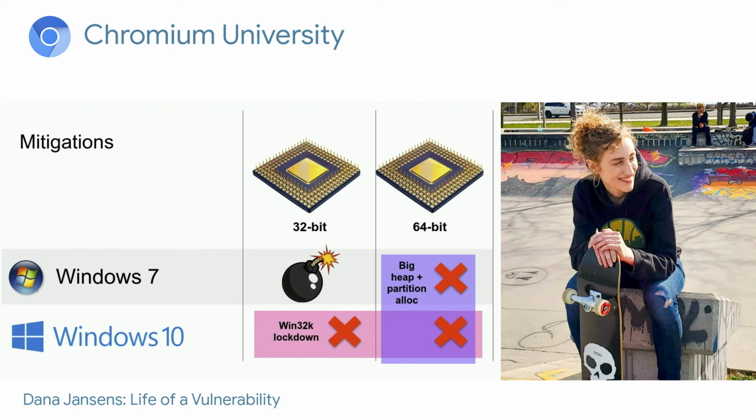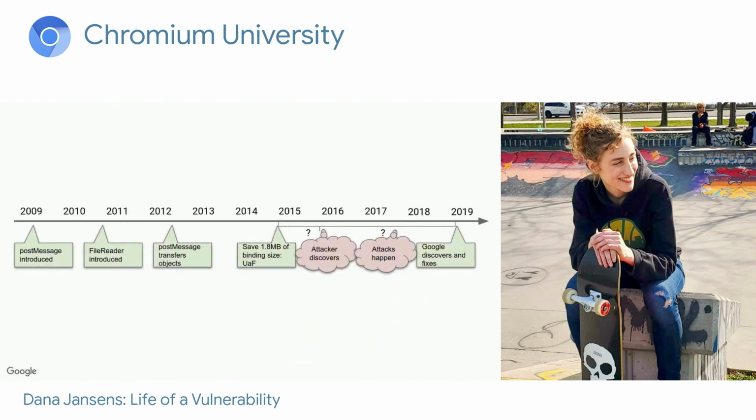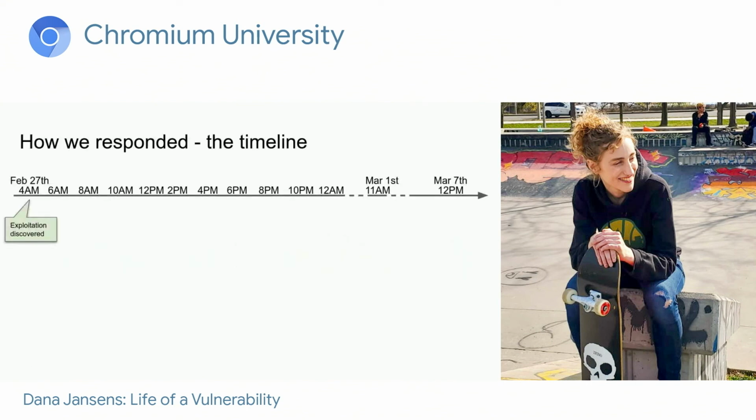Miracle Pointer and the work going on there is a good example right now. So back to our timeline. How did we at Google respond to this particular event? At 4 a.m. on February 27th, we found evidence that this was really being exploited in the wild. By 7:53 a.m., we had a bug.